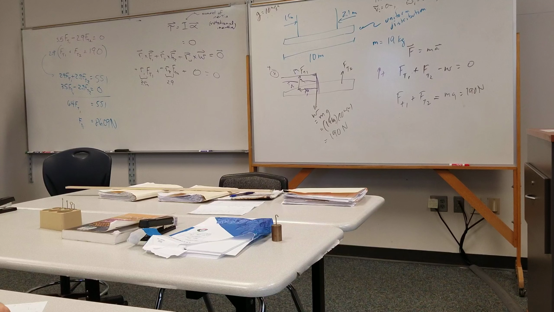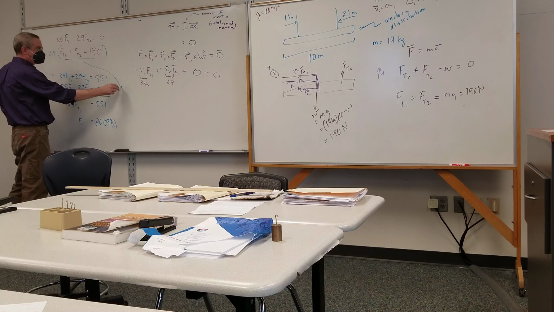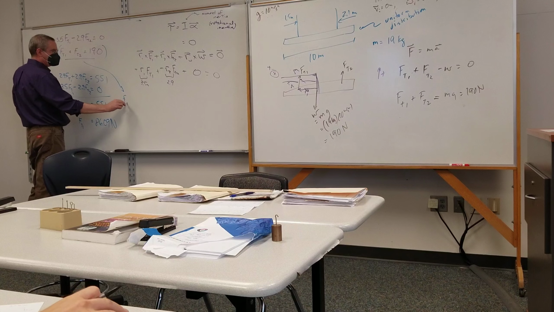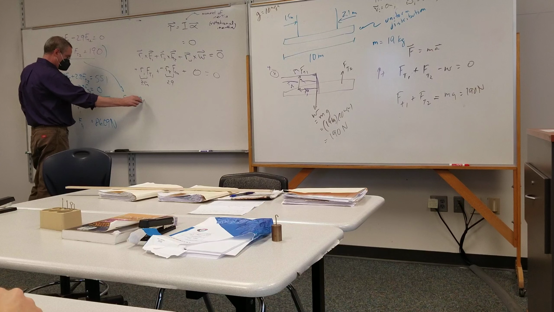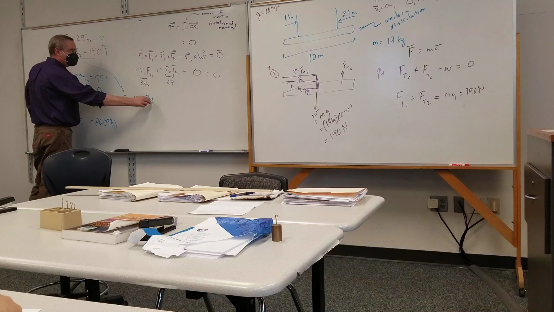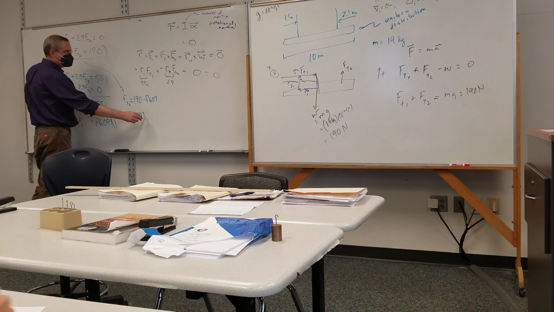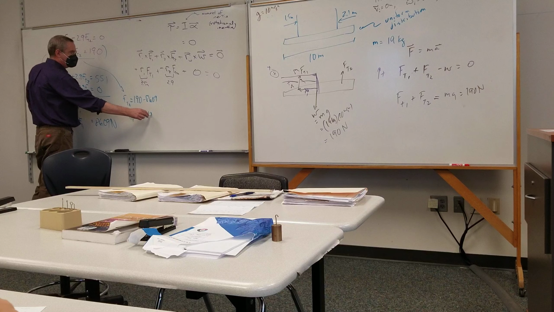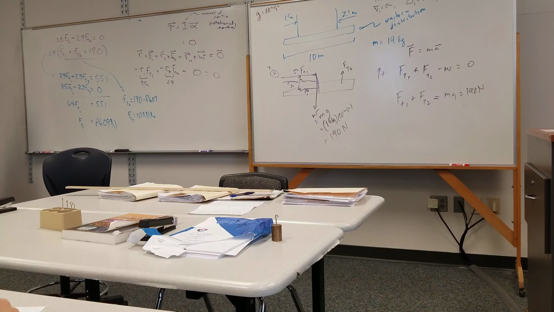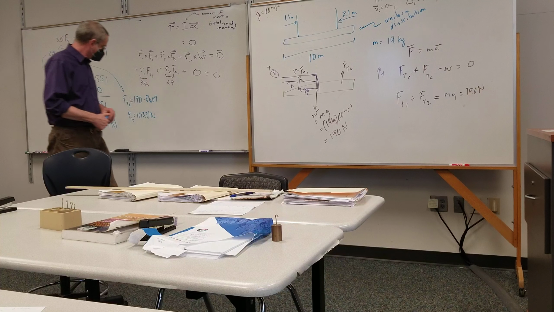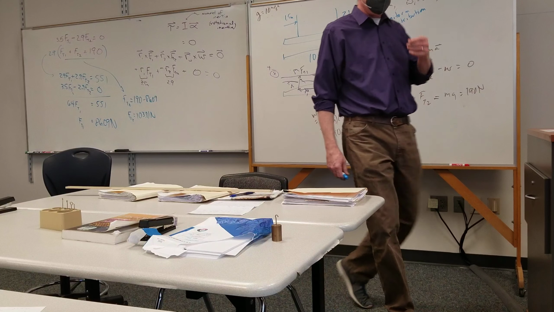Now we find FT2. Well, I know FT1 and FT2 add up to 190. So using the other equation right there, FT2 is 190 minus 86.09, which is 103.91 newtons. Assuming it didn't make a careless error there.